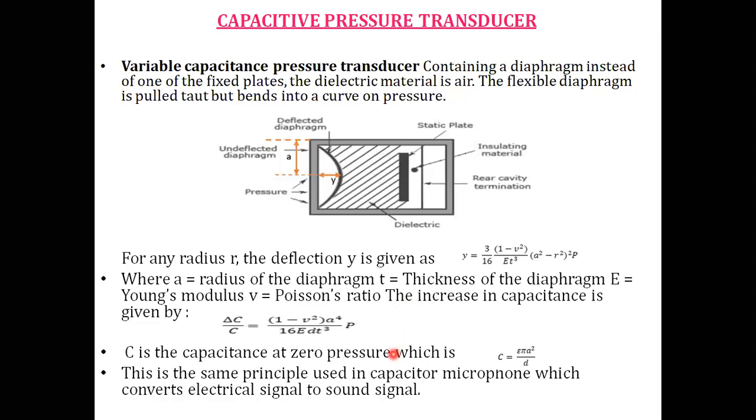Next, C is the capacitance at zero pressure. Suppose we have not applied any pressure. Then the capacitance value is given by C equals epsilon pi a squared by d. This is the simple formula. Whenever I am not going to apply any sort of pressure to this transducer, this is the formula: C is equal to epsilon pi a square by d.